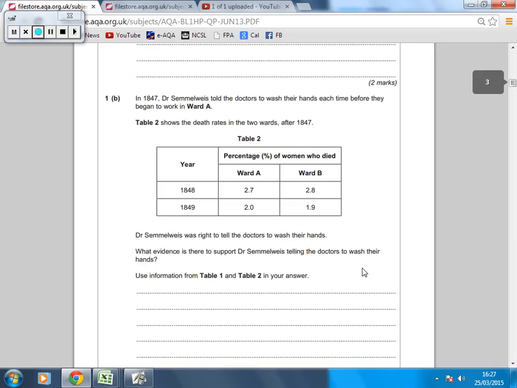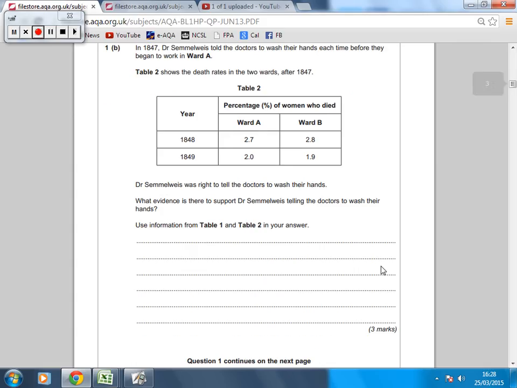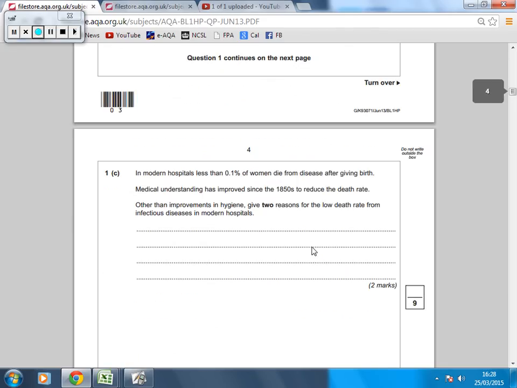Next bit, we've got 1947, Semmelweis told the doctors to wash their hands each time they began to work in ward A, and it shows the death rates after 1947. It says Dr. Semmelweis was right to tell the doctors to wash their hands. What evidence is there to support Dr. Semmelweis telling the doctors to wash their hands? Now we need to use information from table 1 and table 2. 3 marks available, so use bullet points. Say why he was right, but you must back it up with data from table 1 and from table 2.